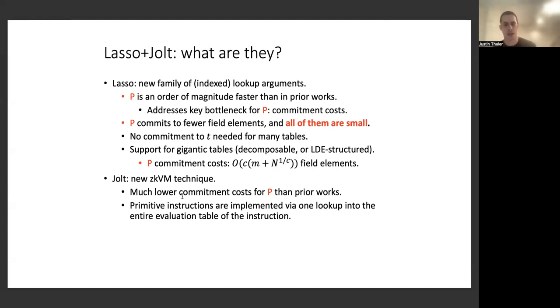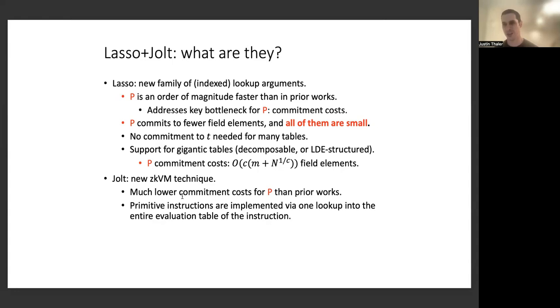High level, what's going on here is that each primitive operation for the VM will be executed as just one lookup into a giant table, that table being the entire evaluation table for that instruction. So if the instruction operates on two 64-bit inputs, that's a table of size like 2 to the 128.